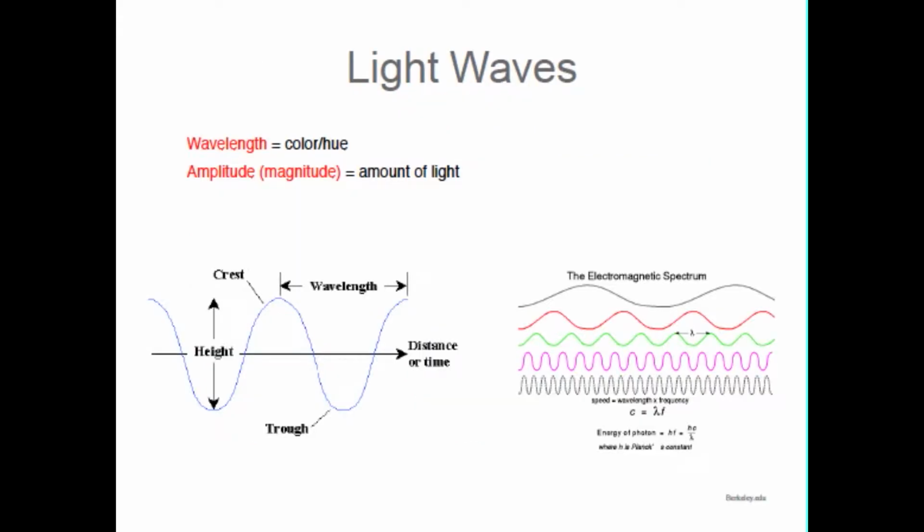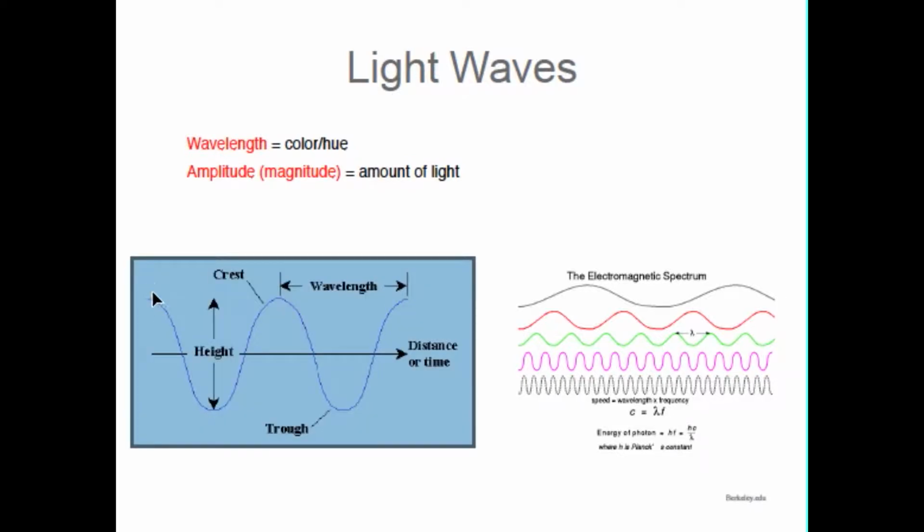So let's look a little more closely at the anatomy of a light wave. Just like with an ocean wave, the light wave has a height and a depth, and it has a distance. And so the height and the depth will give us the amount of light. So that would be the amplitude.